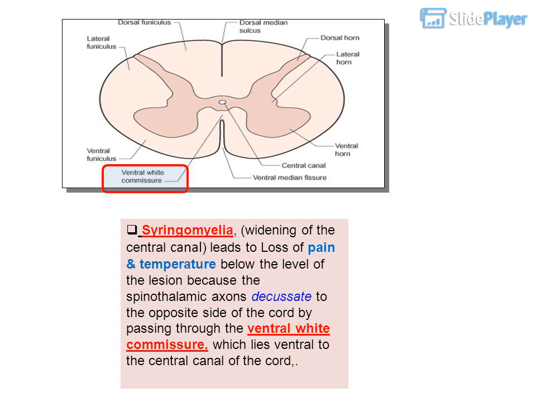Syringomyelia: widening of the central canal, leads to loss of pain and temperature below the level of the lesion because the spinothalamic axons decussate to the opposite side of the cord by passing through the ventral white commissure, which lies ventral to the central canal of the cord.